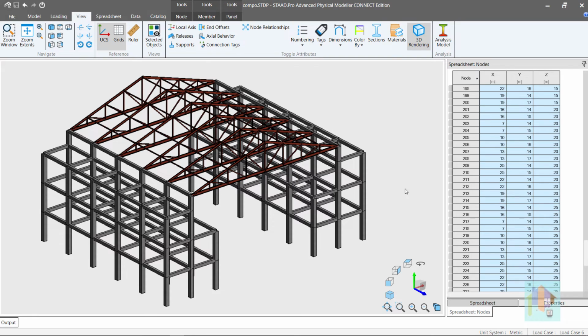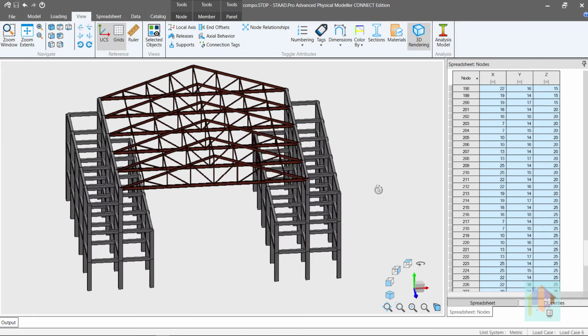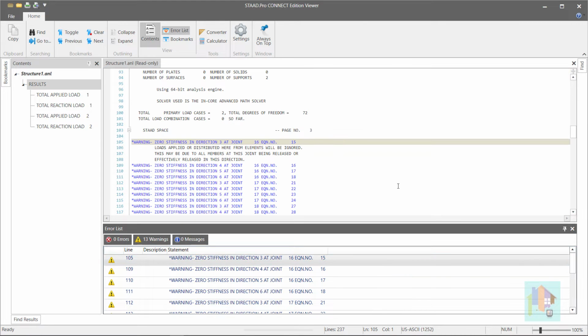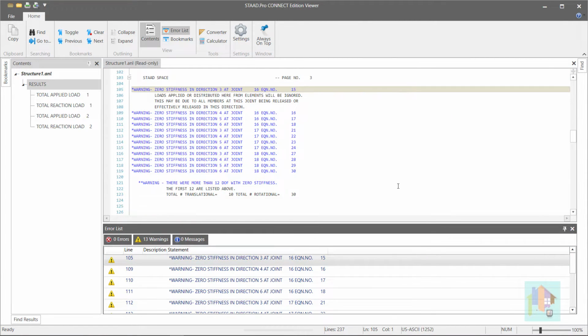When you analyze a structure in STAAD, you may find these warnings reported in the output file. These are reported to inform the user that the structure is not stable or some zero stiffness conditions are present in the model. Do you know, for some specific conditions, this may lead to incorrect analysis and design result, or even complete failure of the structure?